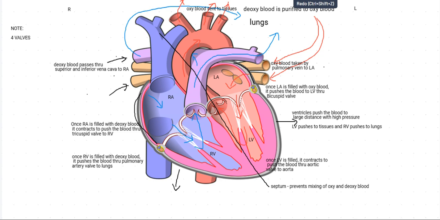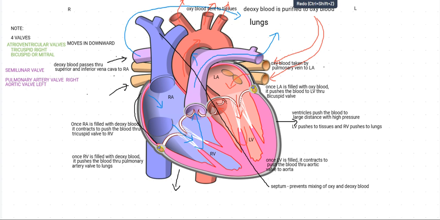We have some more important things to note here. We have four important valves in the heart. They are atrioventricular valves. They are between the atrium and the ventricle. They always open in the downward direction. The atrioventricular valves of the heart are the tricuspid valve on the right and the bicuspid or mitral valve on the left. The semilunar valves, which always open in the upward direction, are the pulmonary artery valve on the right side and the aortic valve on the left side.